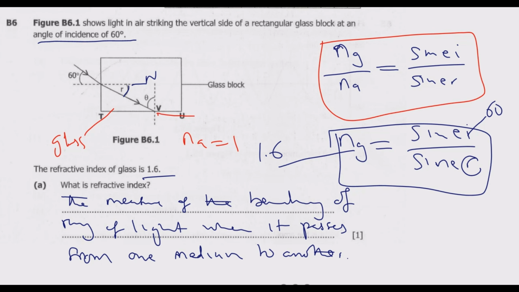instead of changing direction away from the normal, it follows this direction, in such a way that the angle of refraction is exactly equal to 90 degrees. So we are looking for this angle of incidence, which is this angle. That's the angle we are looking for.